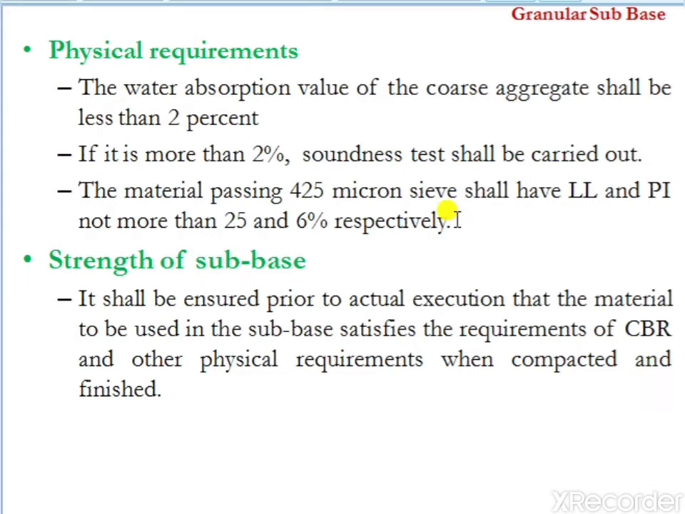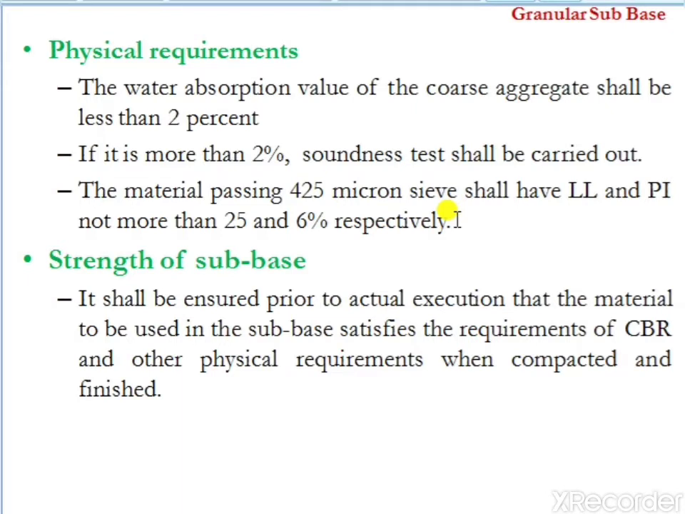So after knowing the gradation for the materials which is used in the construction of subbase, now let us see the next requirement for the material. So next is physical requirement. So what is a physical requirement? Let us see what are the physical requirements for the materials which is used in the construction of the subbase course. The water absorption value of the coarse aggregate shall be less than 2%.